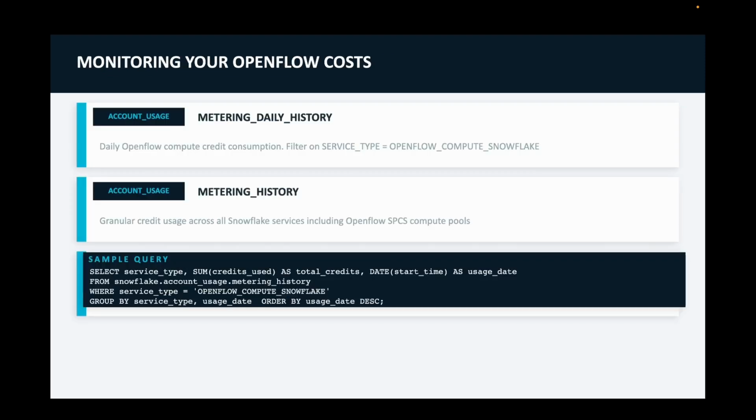Monitoring your Openflow costs. There are two views: metering daily history and metering history. One displays the credit consumption by day, and the other the credit consumption by hour. So you have a sample query here, where the service type equals OPENFLOW_COMPUTE_SNOWFLAKE, grouped by service type and usage date, and ordered by, and you are hitting metering_history. That will give credits by start time, and it will give a more granular level of the credits used for Openflow.